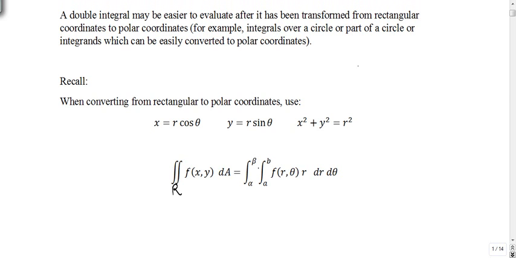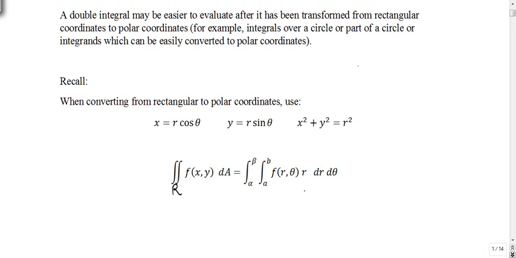you change the limits. And I will draw a little diagram to show you. You have alpha to beta, these are your theta limits. You have a to b, these are your r limits. And in your function f of r theta, you have changed it from x and y to r and theta, and always multiply by r.